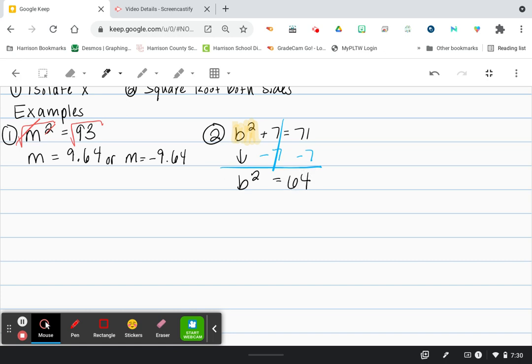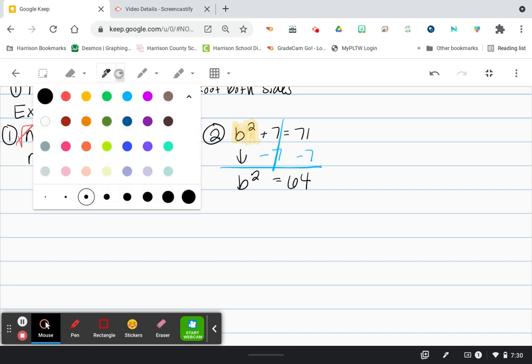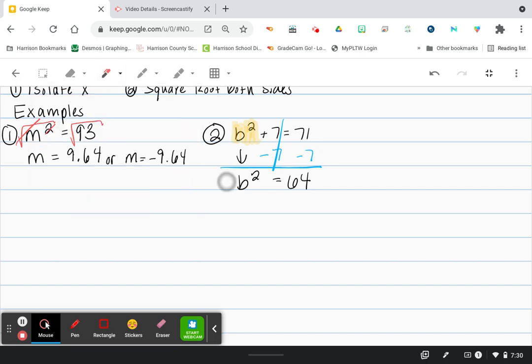is 64. So now the b squared is isolated, so we are ready to solve this by taking the square root. So we'll square root both sides. And we get b equals 8, because the square root of 64 is 8. But not only is 8 squared 64, we also have to consider negative 8. So b will equal 8 or negative 8.